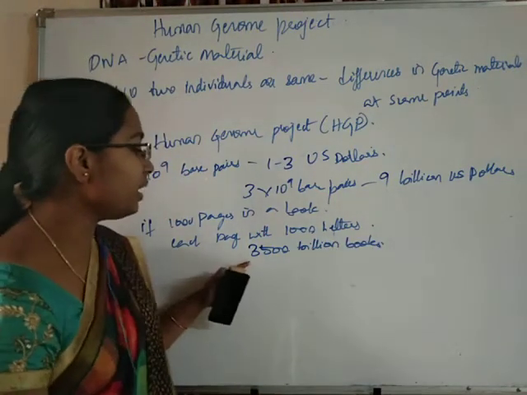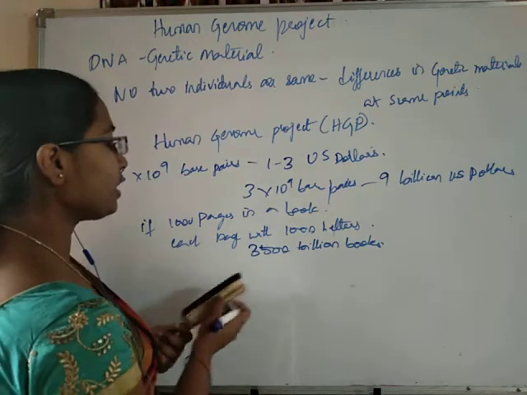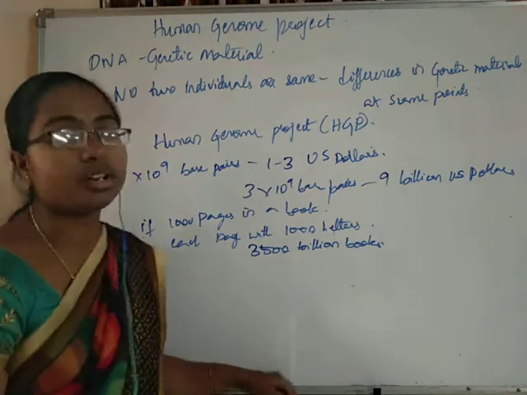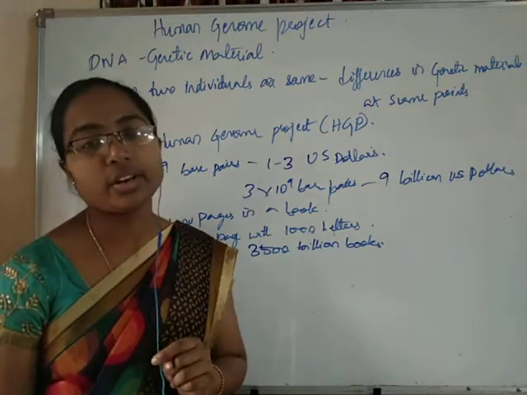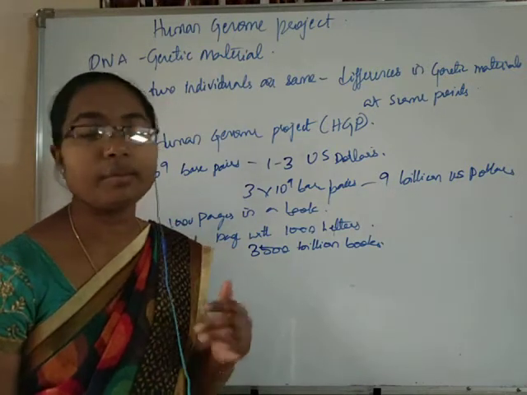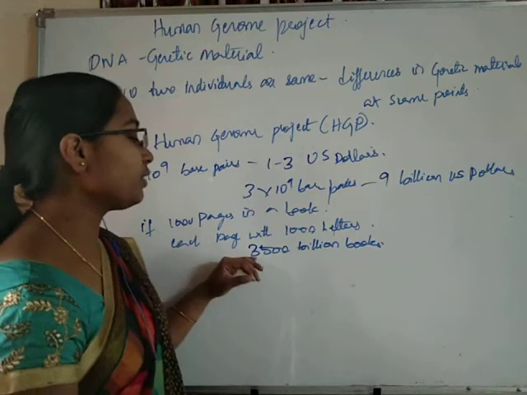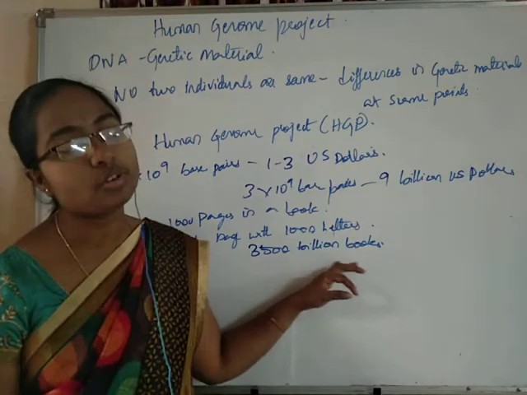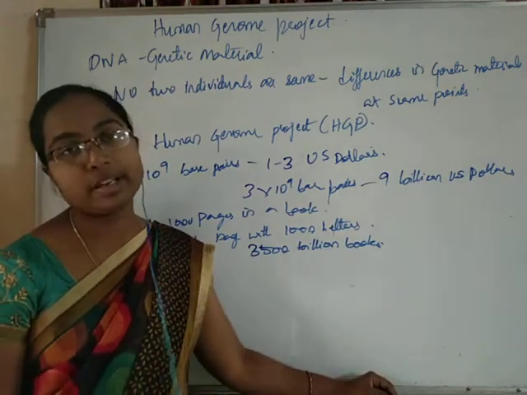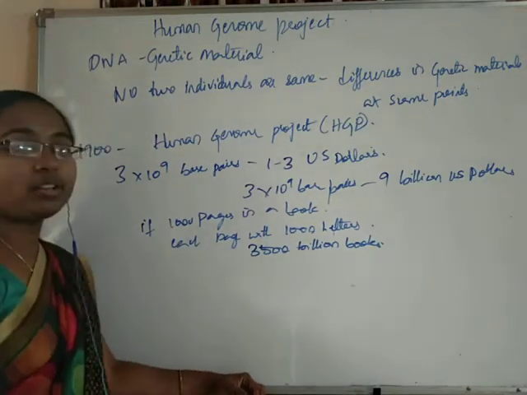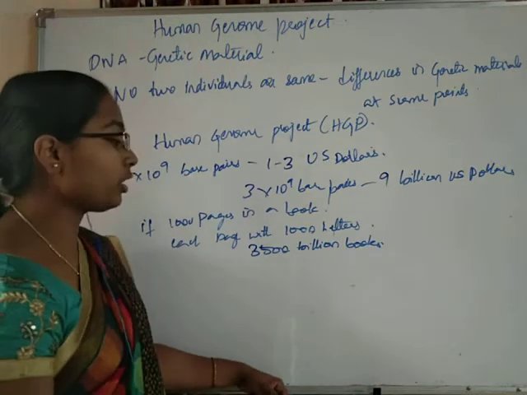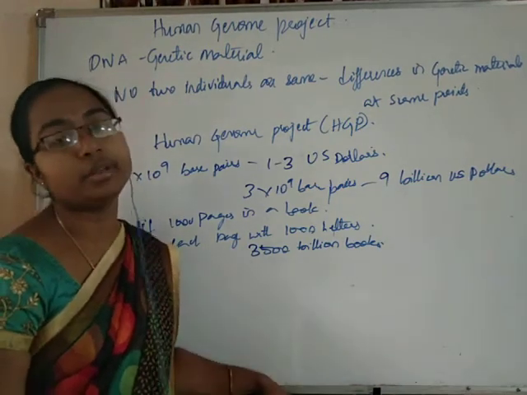It requires 3500 billion books for recording the genetic material of only 1%. This will require nearly 3500 billion such books containing 1000 base pairs each. That much long is our genetic material. But students, for any single person we cannot afford to use 3500 billion books, right.